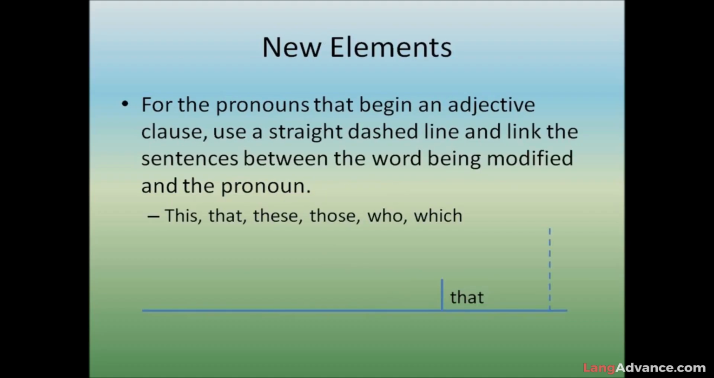When we have pronouns that begin an adjective clause, we're going to use a straight dashed line and link the sentences between the word being modified and the pronoun. For example, this, that, these, those, who, or which. It could be straight up and down, or it could be on a diagonal, whatever we need to do to link the word to the word it modifies.